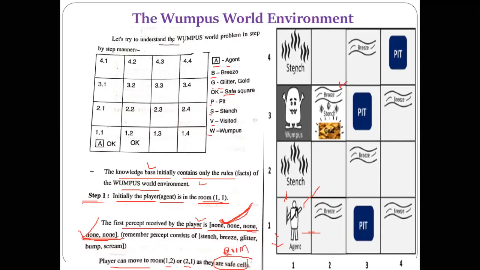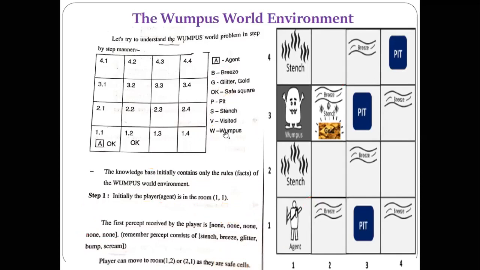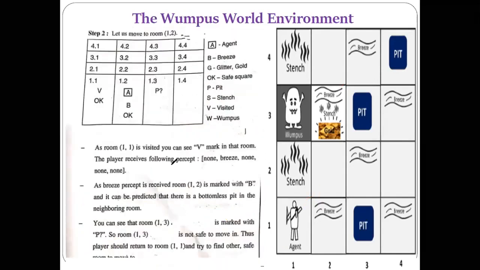Okay, so let's see what will happen further. Now, this is the room. You can see this room is marked as V because it is already visited, correct? As room 11 is visited, it is marked as V. Now the player receives the following percept. In the next step, the player can move in this direction or in this direction. Now we assume that the player moves in this direction. Got the point?